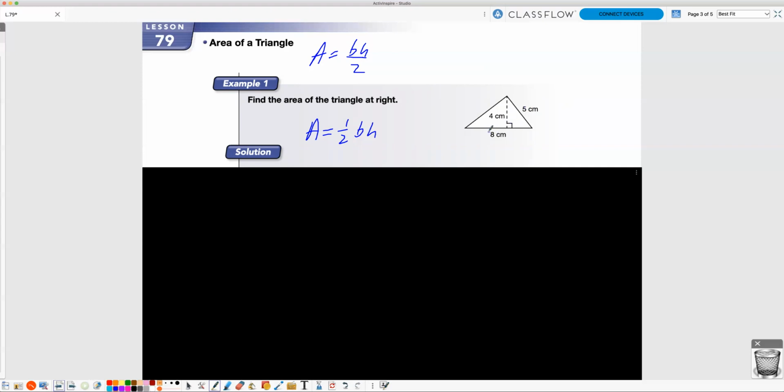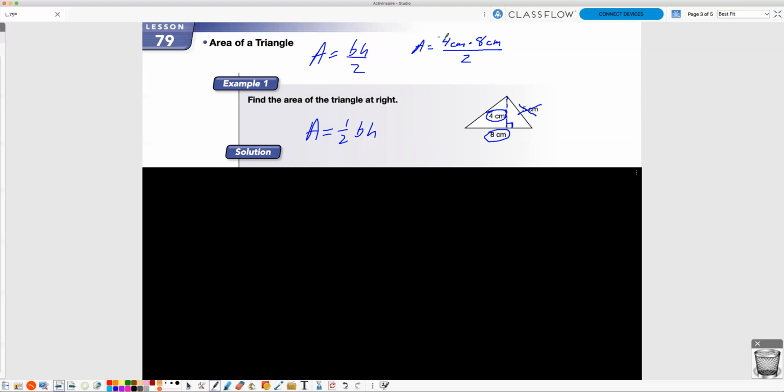I know that this 8 centimeters is the base, not because it's on the bottom in this case, but because I have this line representing 4 centimeters at a 90-degree angle. The 5 centimeters is irrelevant to this particular equation because the 4 centimeters is the height. Area equals 4 centimeters times 8 centimeters, the height and the base, it doesn't matter what order you put them in, and it's all divided by 2.